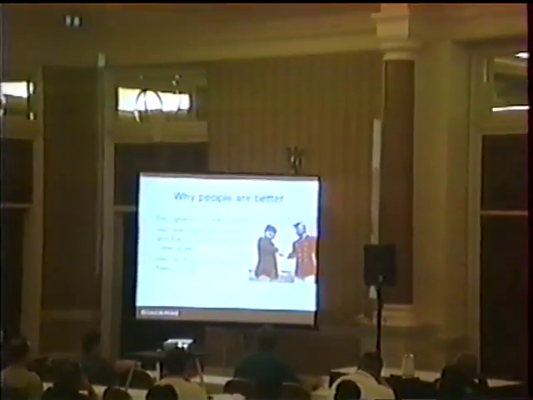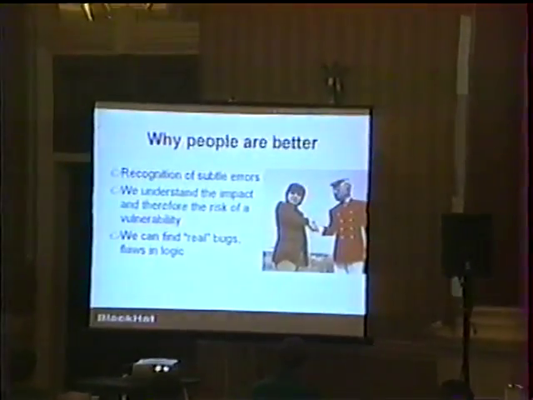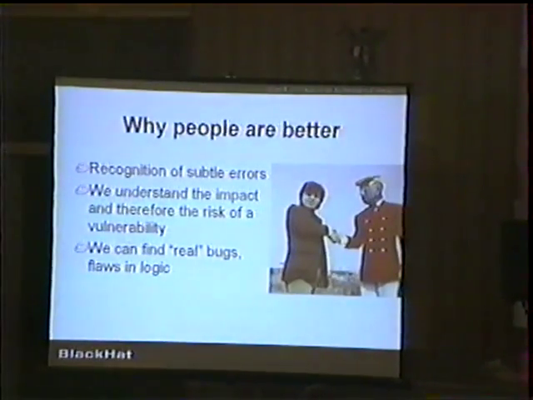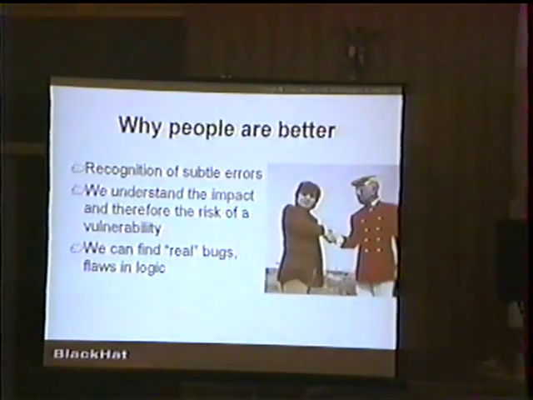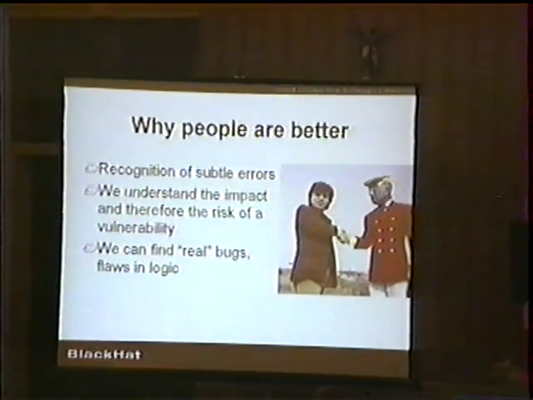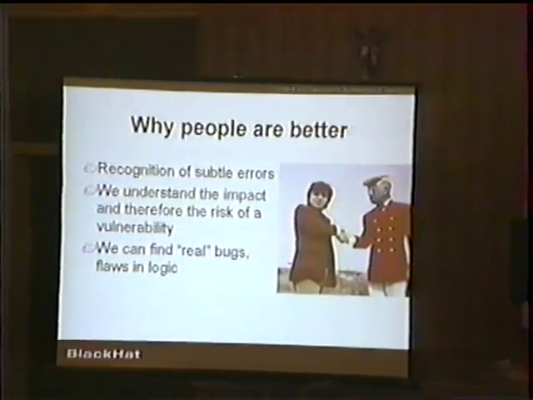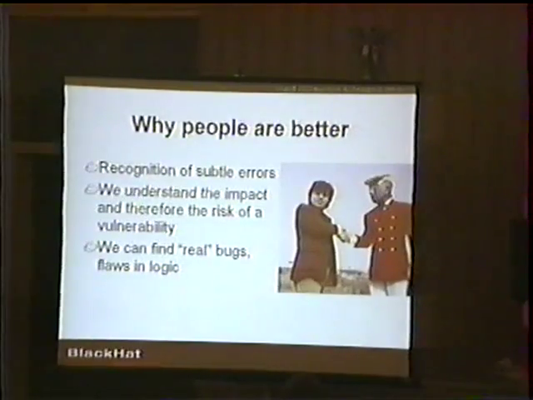So why are people better at doing this? We can recognize subtle errors. When we log in, if your login screen says I have an invalid username, and then I put in a valid username and it says I have an invalid password, that's not a big bad vulnerability, but it's probably a piece of information you don't want to get out. An automated tool is not going to tell you that, because it doesn't understand what's going on there.